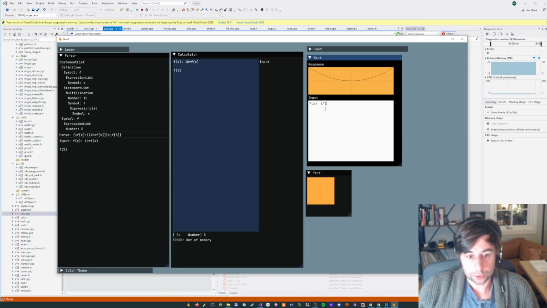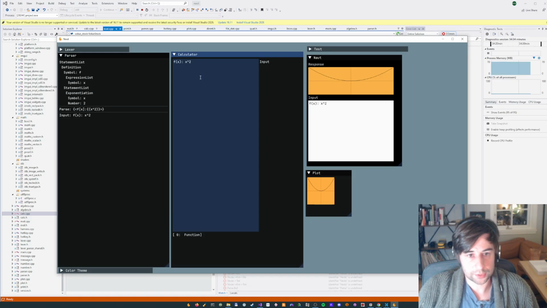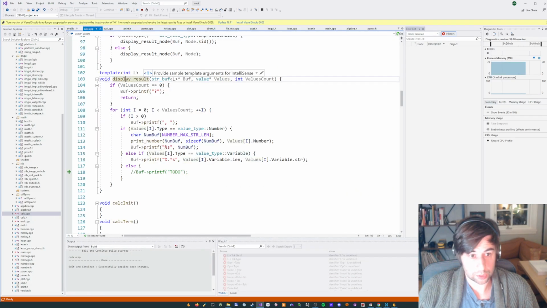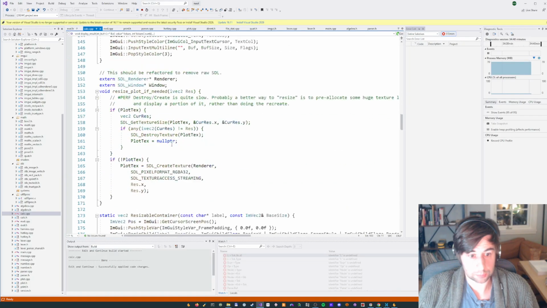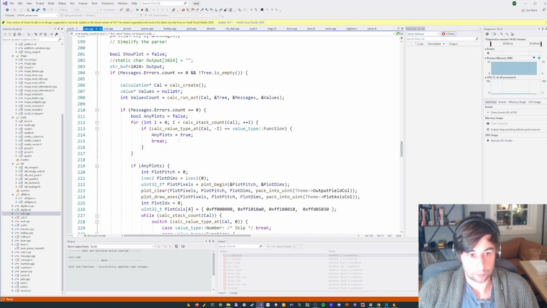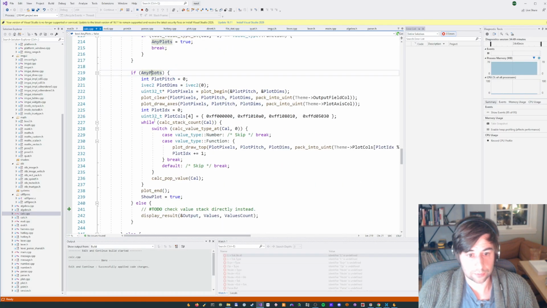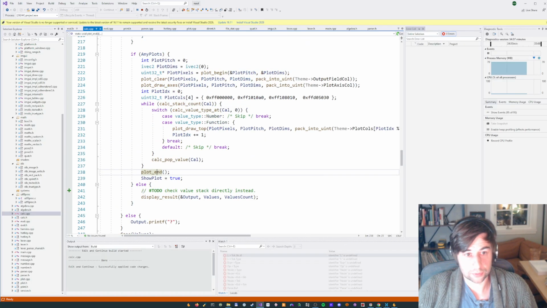This defines a function. If you do that here, you can see what it leaves on the stack is a function. And the calculator knows that when it's time to display results, it goes in here and says, how many values do I have? Let's check my values and see if any of the values are plots. If it finds a function value, then it ends up plotting it. If it doesn't find any functions, then it displays it, like a number.